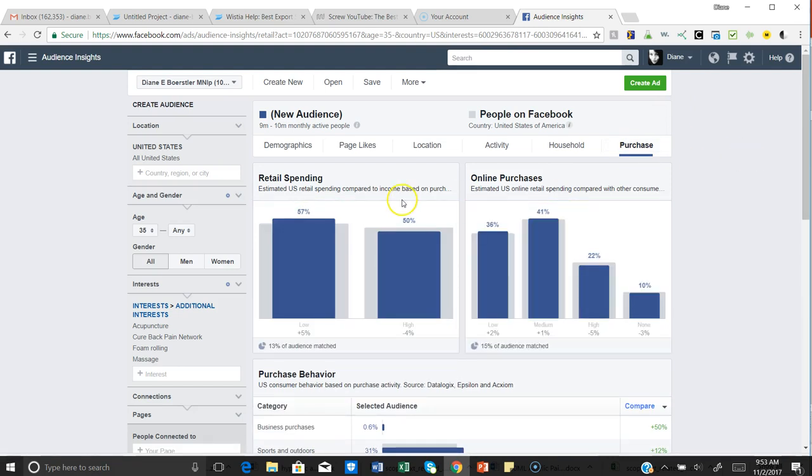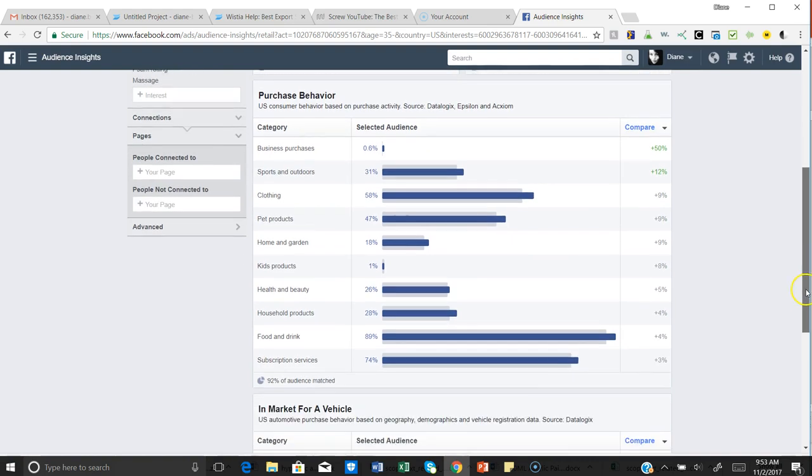Purchase behavior. Okay, so these people, again, 57% of them spend a decent amount of money. They spend about 5% more, 4% more, about 3% more than other Facebook audience users. Okay, let's see here. Online purchases. Their online purchases says low, right? When compared to other consumers. So these guys are split up pretty well. Some of them don't purchase online a lot. Some of them do purchase online a lot. So basically we know this is looking at affordability.